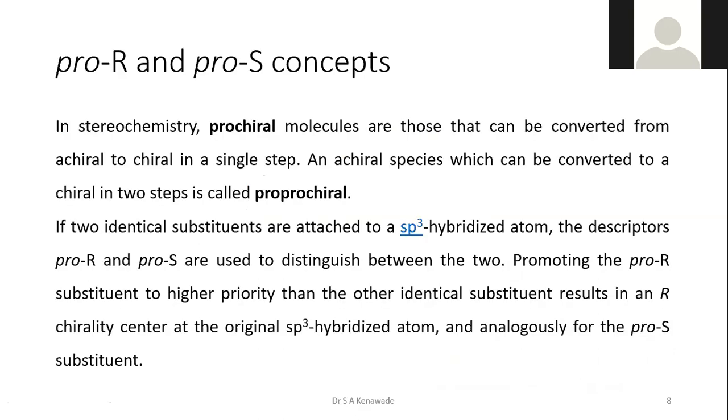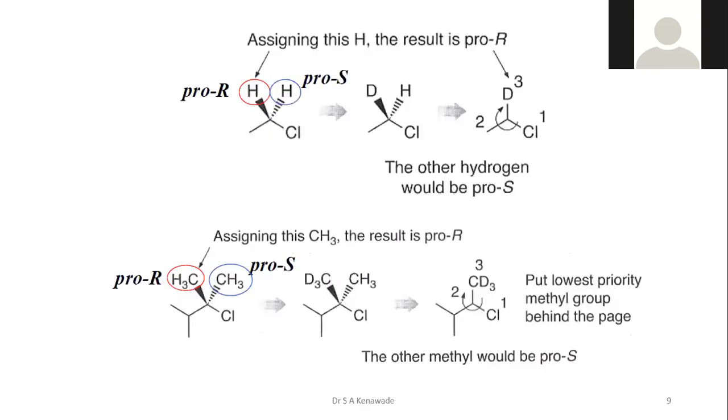Then another concept is the pro-R and pro-S concept. If two identical substituents are attached to an sp3 hybridized carbon, meaning the same substituents are attached to the sp3 hybridized carbon, then in this case we cannot use R or S. In this case, we can use the pro-R and pro-S nomenclature. Again, the higher priority is according to the CIP rule. Here you can see an example of this molecule.